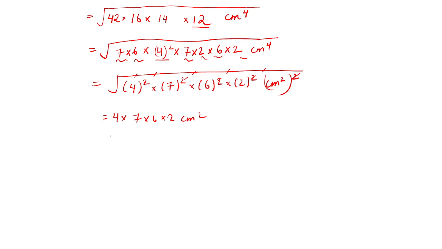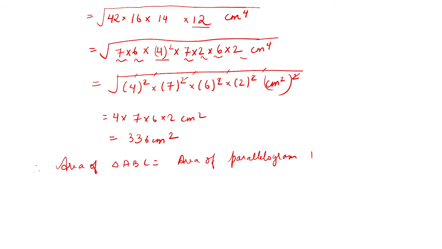Now you take this 4, 6 into 2 is 12, 12 into 2 is 48. 48 into 7 gives you 336 centimeter square. Okay? Therefore, the area of triangle ABC is equal to the area of parallelogram. What is the parallelogram? BCDE.